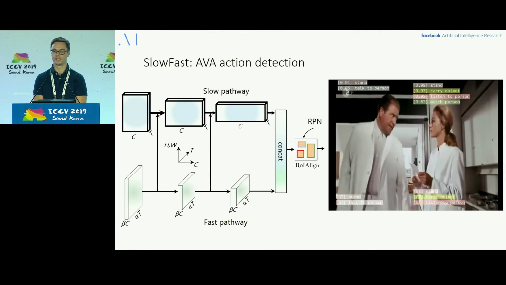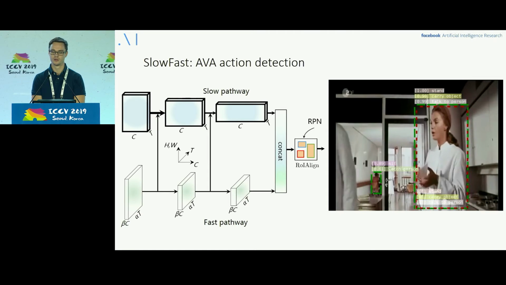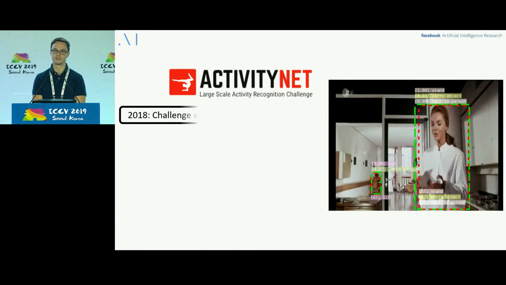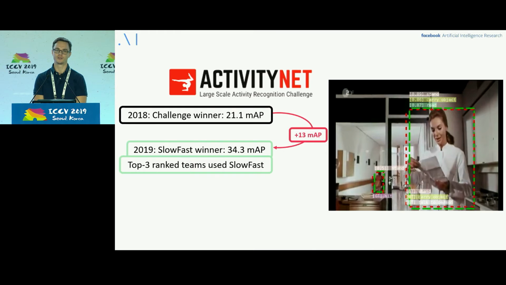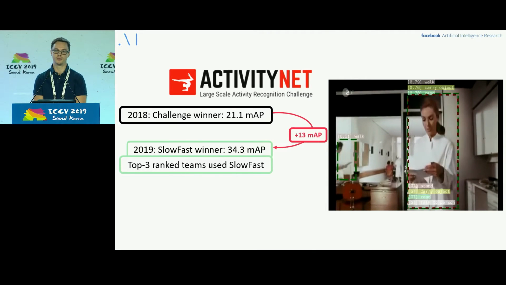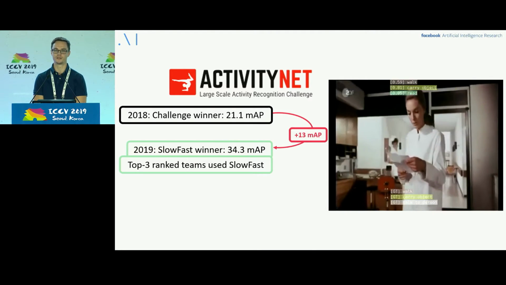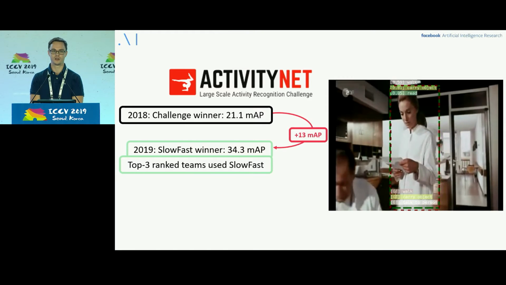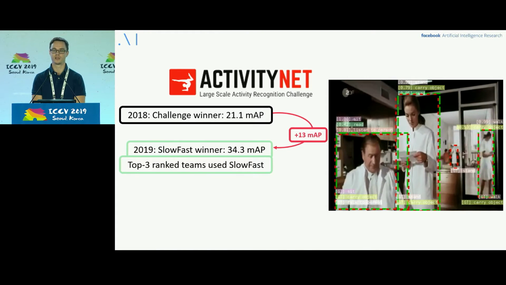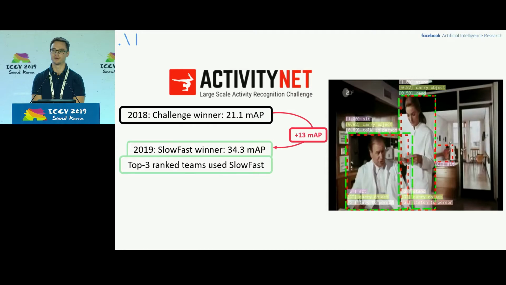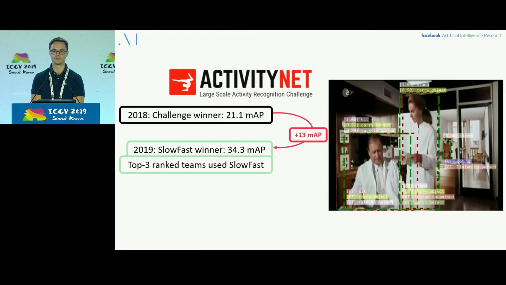So the model performs state-of-the-art compared to previous works, but we also participated in this year's ActivityNet challenge in the AVA track, where we got a 13 mAP boost over the previous year's challenge winner. And also the top 3 ranked teams all used slow-fast networks as their backbone, which shows that the method is generally well adoptable by the community.